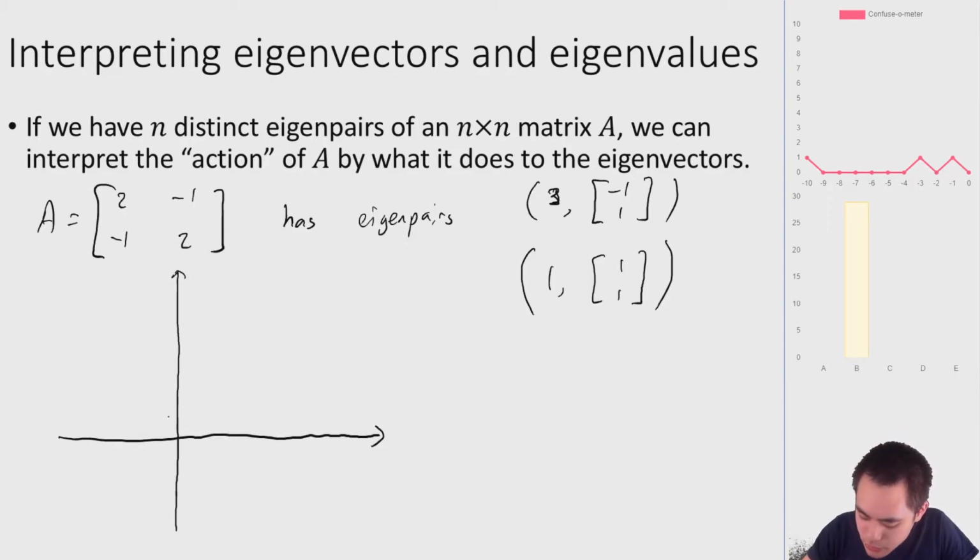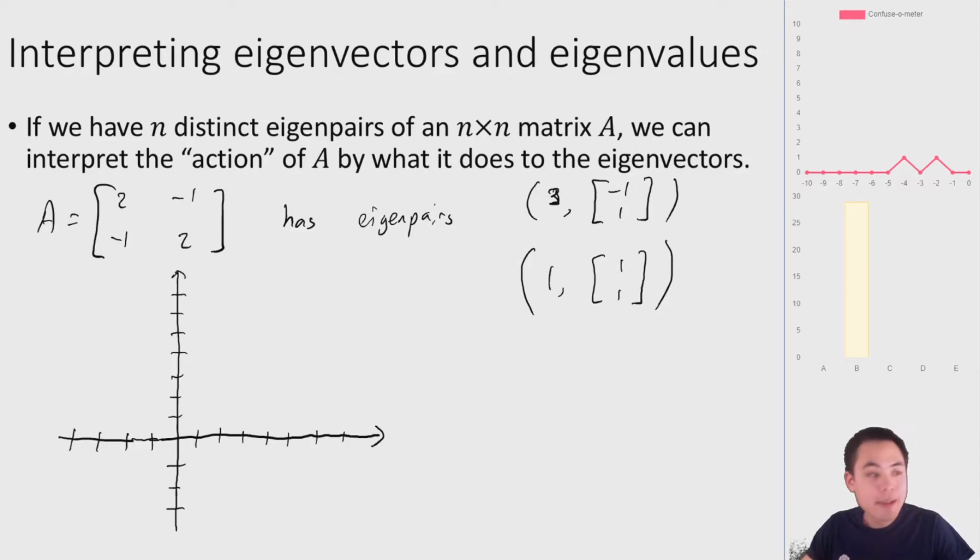Let's see, 1, 2, 3, 4, 5, 6, 7. 1, 2, 3, 4, 5, 6, 7. No, I messed that one up. 1, 2, 3, 4. 1, 2, 3.